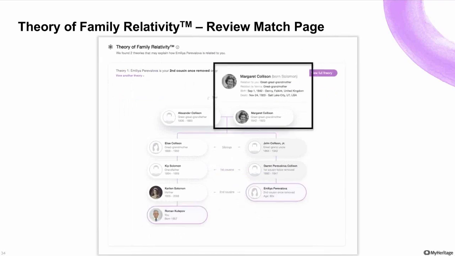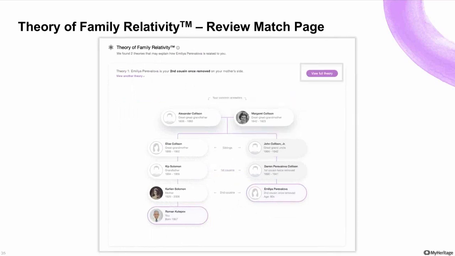So you can hover over each one of these individuals and get a little bit more information even before you deep dive. So here we can see Margaret, who was born Solomon. We can see the relationship to both him and Emilia and some birth and death facts. But let's deep dive into that now. At the top right corner, there is a button to view the full theory.